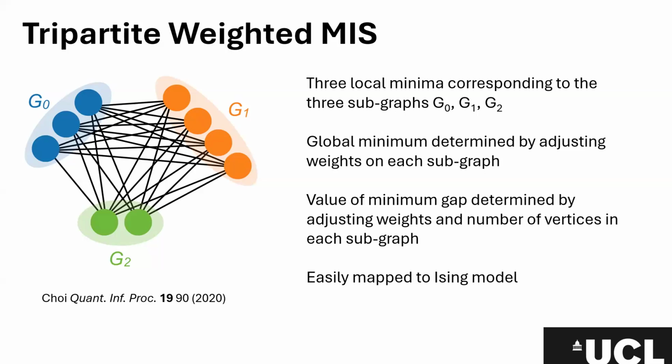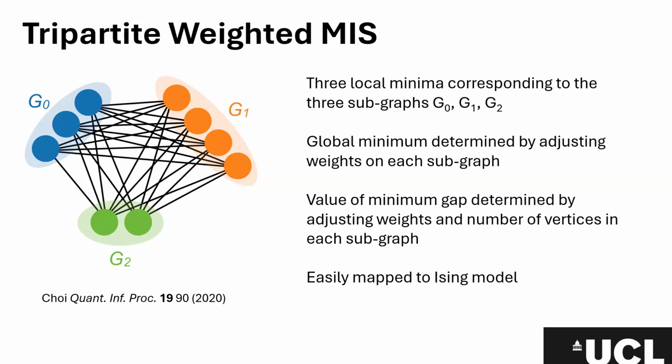Now, in the weighted maximum independent set problem, we assign weights to each of the vertices. And the challenge then is to find the maximum weight within a subset where no members of that subset are directly connected.